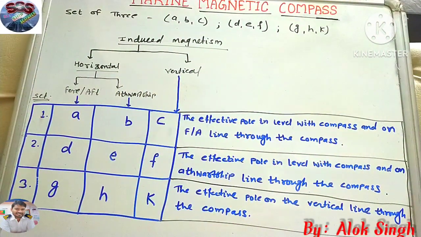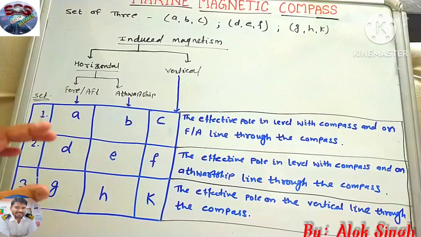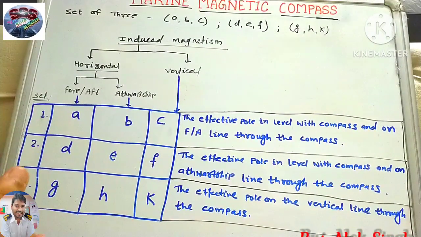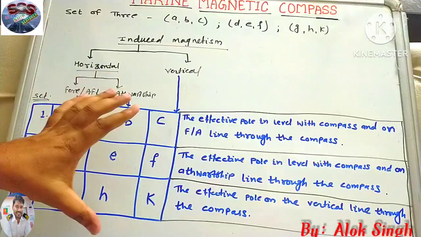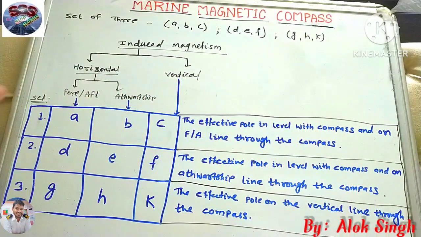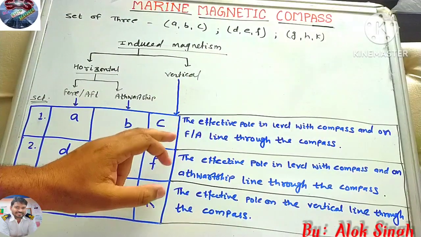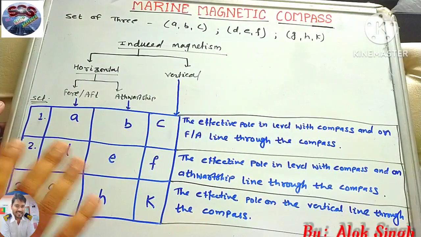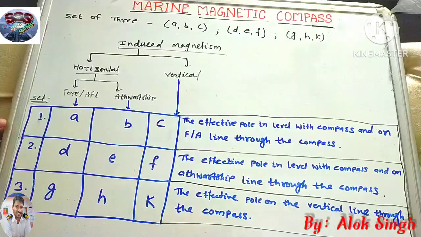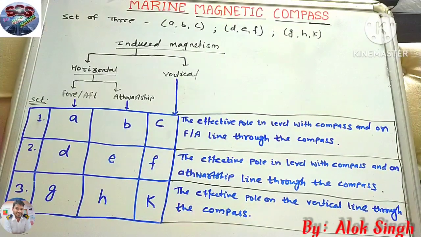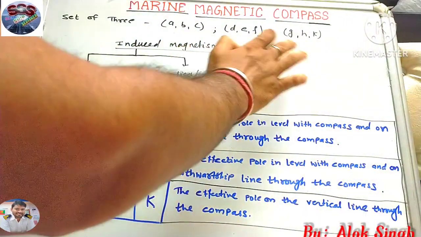The table which I have already drawn on the board is a very important point for induced magnetism. We can say this table is the backbone of induced magnetism. If you manage to understand this, then the magnetic compass is very easy. Otherwise it will be tough and you cannot understand it anyhow. So what is this? This A, B, C, D, E, F and G, H, K.